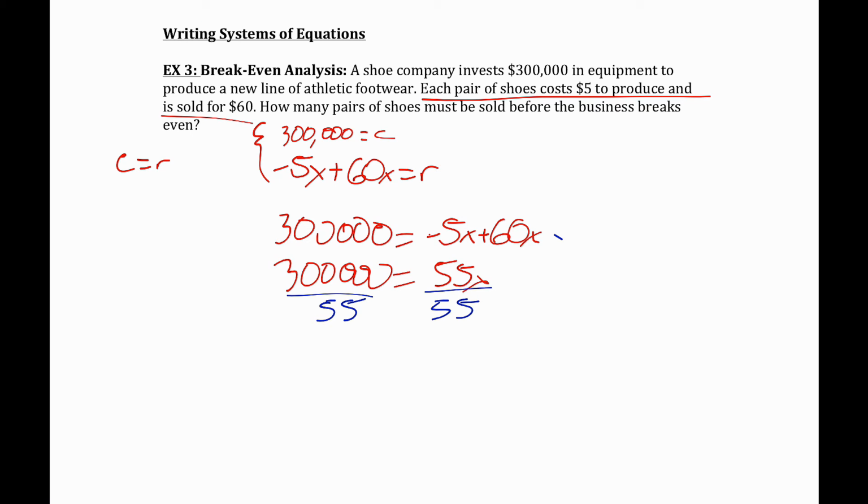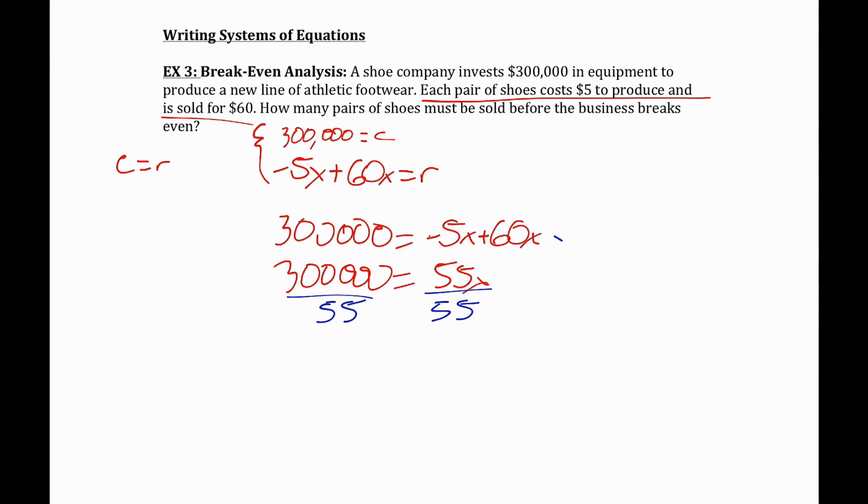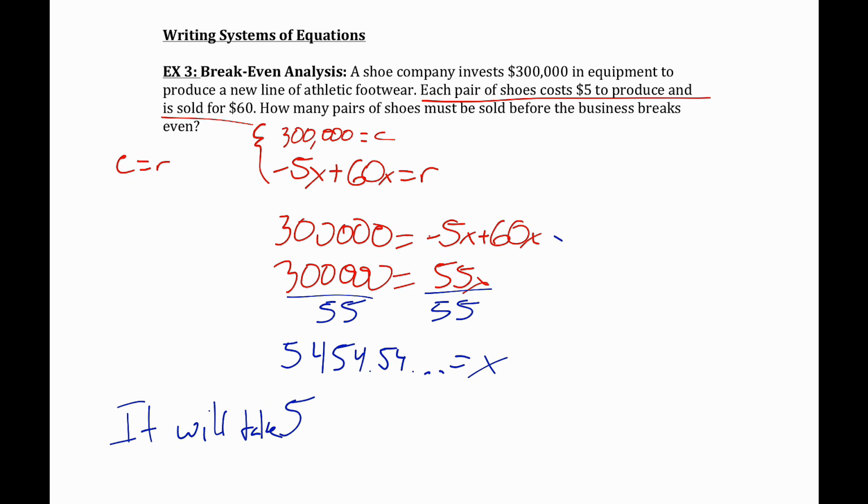And we're going to get on the left side 5454.54, and it keeps going forever, equals x. Now, x is our number of shoes, so we're going to round that up. So we're going to say it will take 5,455 pairs of shoes to break even.